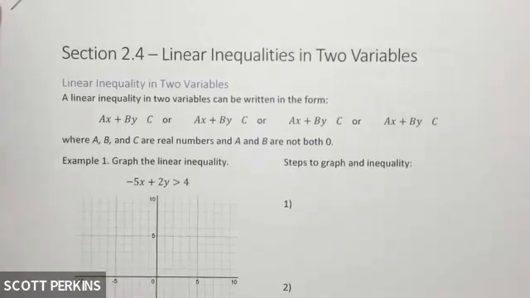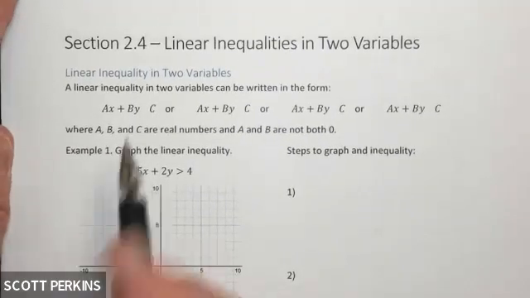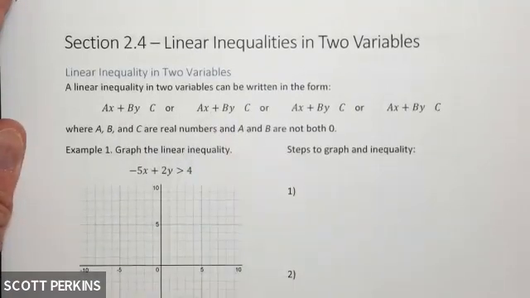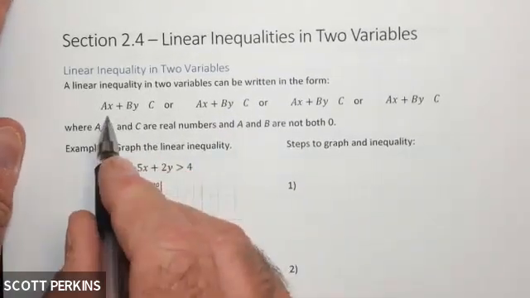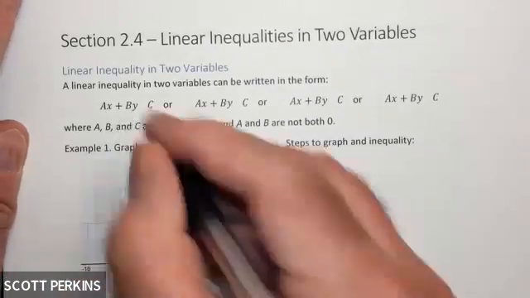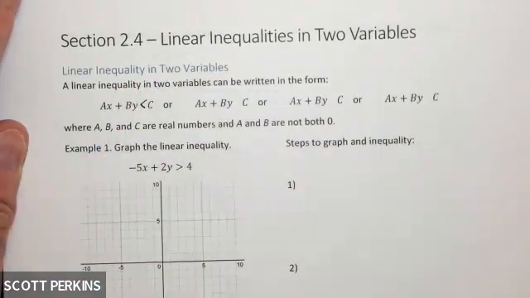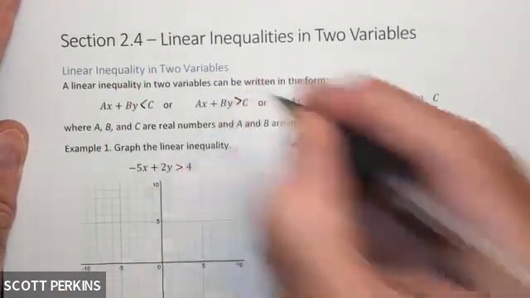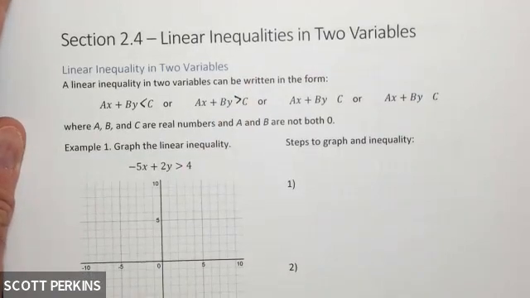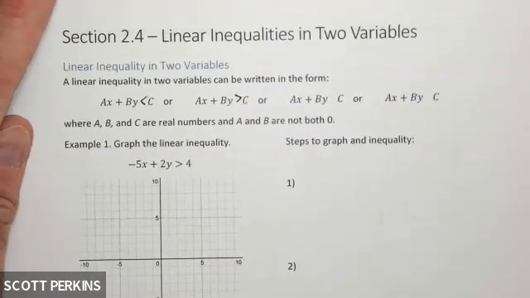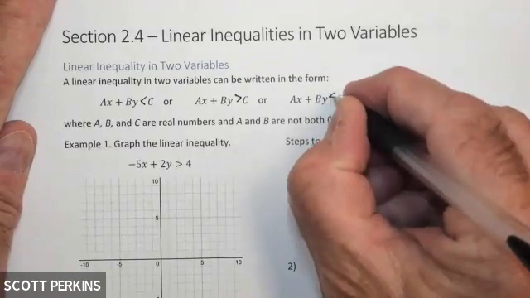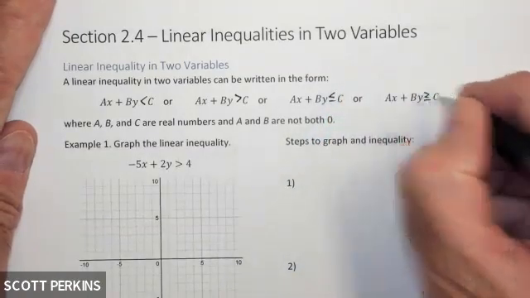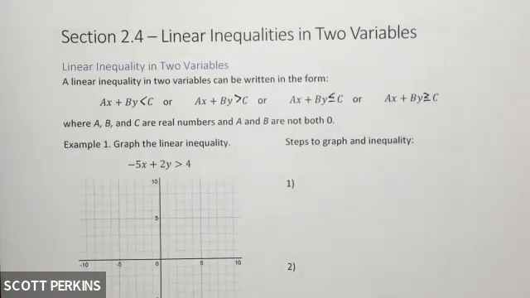Same sort of thing. A linear inequality in two variables can be written in one of these forms. We've got our ax plus by, and it could be less than c or greater than c. Those are my strict inequalities. Or it could be less than or equal to c or greater than or equal to c. Those are my weak inequalities.